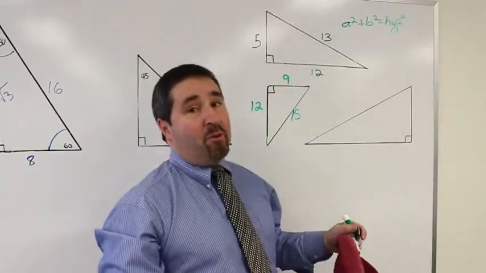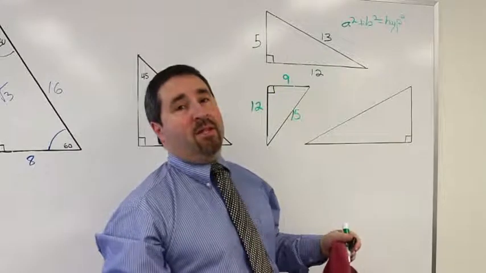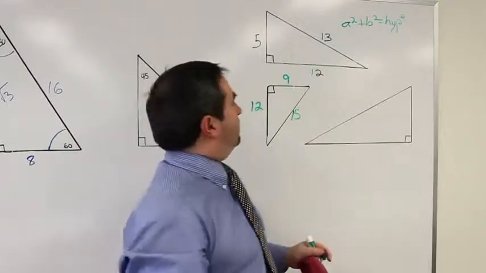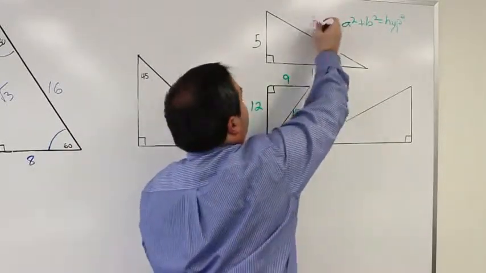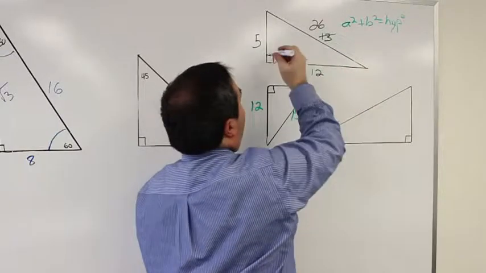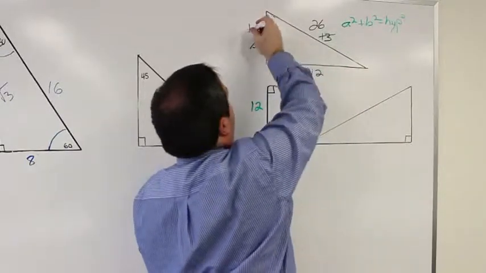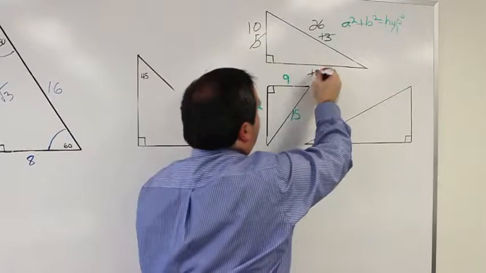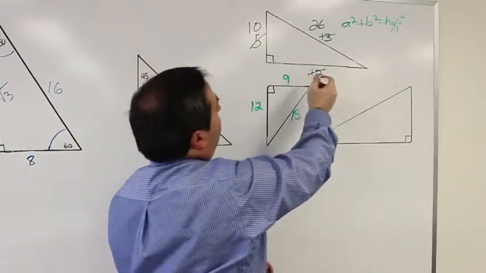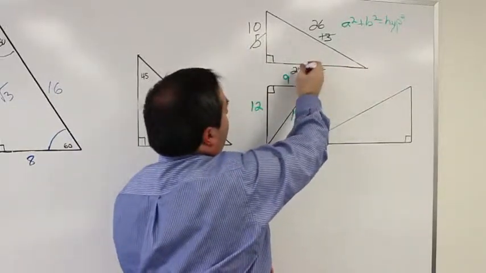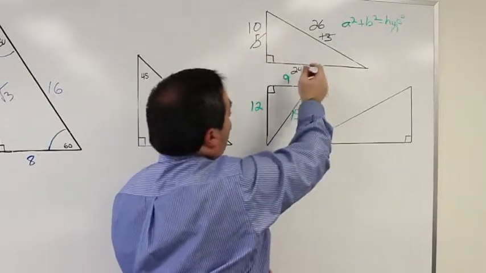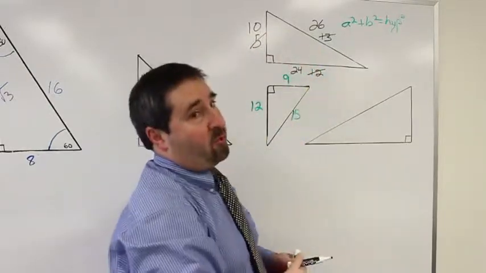They could make the proportions higher here too. Let's say they doubled everything. Instead of 13, they had a 26. Instead of 5, they had a 10. That means your bottom side is the double of 12. You'd be looking at a 10, 24, 26 right triangle.